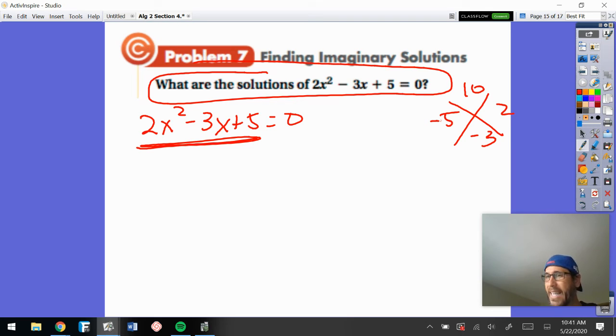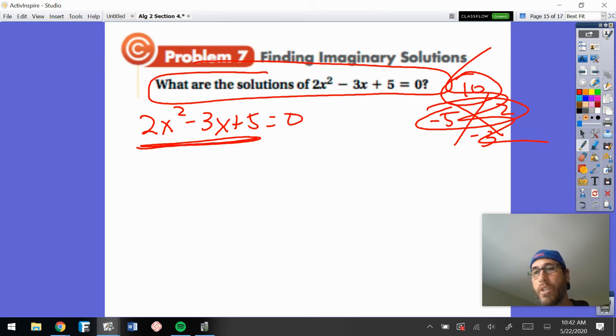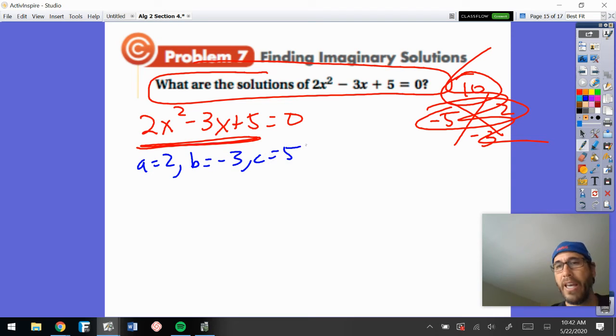Going fast. No, I can't. Mr. T, that does equal negative 3, but it equals negative 10. So nothing works. What do we do when nothing works, class? We quadratic this bad boy, right? So let's quadratic this formula. B equals negative 3. C equals 5. See, it took me a moment there.